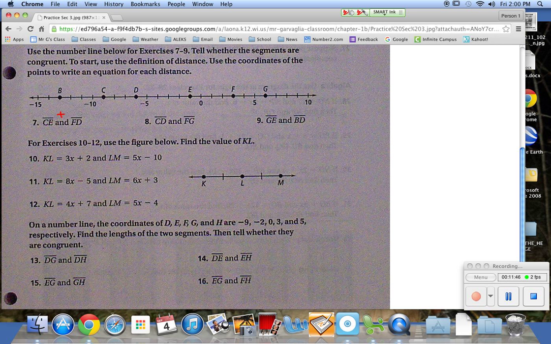Tristan, we're going to do this one now. The length of CE and FD. When we put an and in there, it means plus. Okay? So figure out the length of CE plus the length of FD. Do 7 and 8.